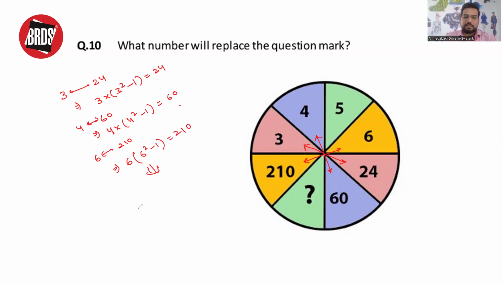So following this, if I try to do 5 into 5 square minus 1, which is 5 into 24, the answer would come out to be 120. Just by creating the relation between them, we can very easily get the answer for this question to be 120. A very simple question, a puzzle-based one, and we could have got the answer for this one. Moving ahead to the very next question.